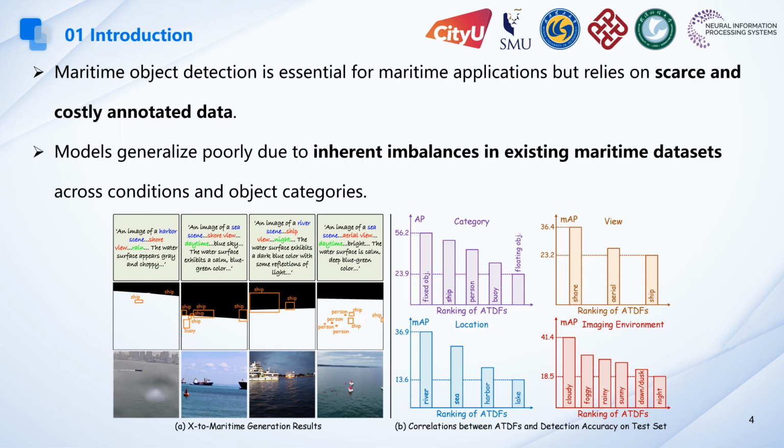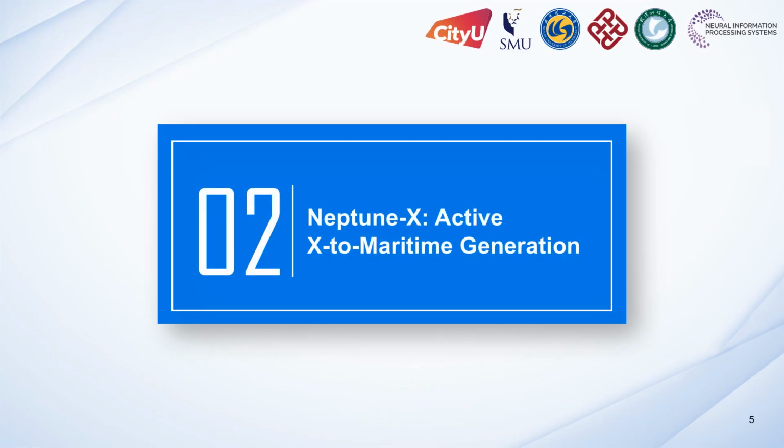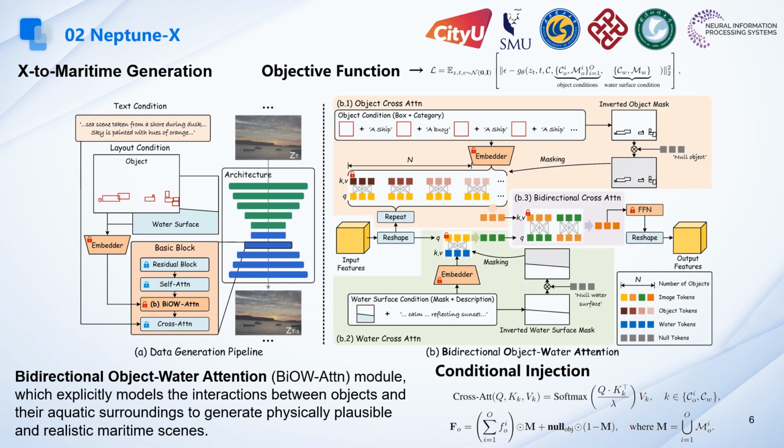It's a data-centric generation selection framework designed for robust maritime object detection. Now, the second part, our method. Our approach consists of 2 main parts, X-to-Maritime image generation and an active learning-inspired data selection strategy.